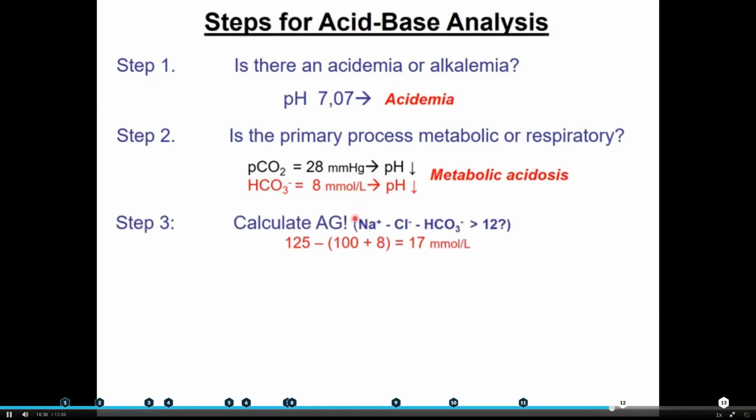Let's calculate the anion gap. Serum sodium is 125. Chloride 100 plus 8 means 108, and the difference is 17. So that's bigger than 12. So we do have an anion gap metabolic acidosis.